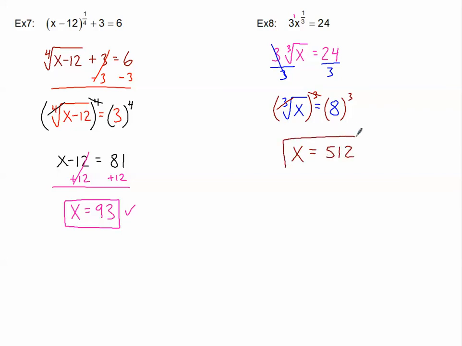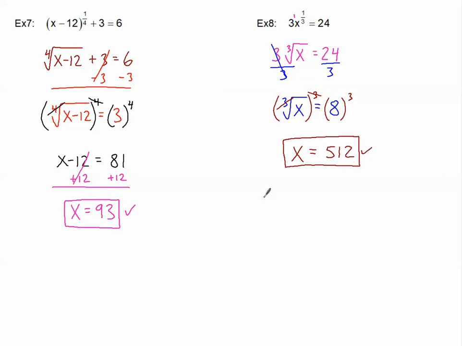Oops, I was about to box it in. Maybe I shouldn't do that until I check it. So let's check it. I'm going to check it in the radical version of it. The cube root of 512, which is my apparent answer, is 8, and 3 times 8 is 24. So that does work. Great.